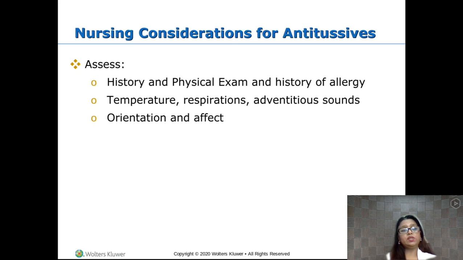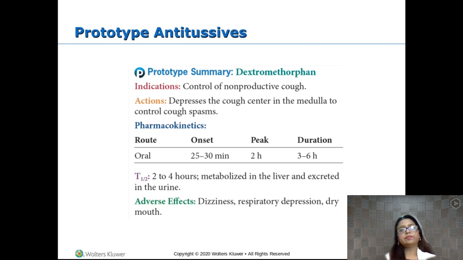Nursing considerations for antitussives. Assess: always check the history and physical examination and history of allergies. Then check temperature, respiration, adventitious sounds, orientation, and affect. Dextromethorphan: there's control of non-productive cough. It depresses the cough center in the medulla to control cough and spasms. And then adverse effects could be dizziness, respiratory depression, and dry mouth.